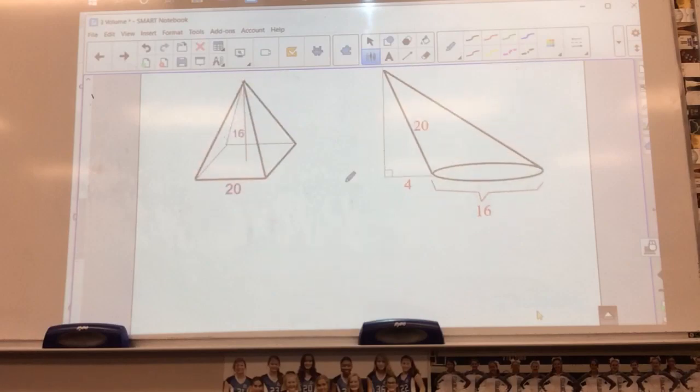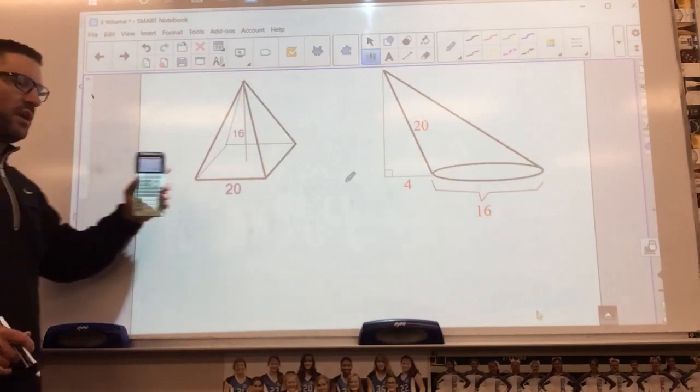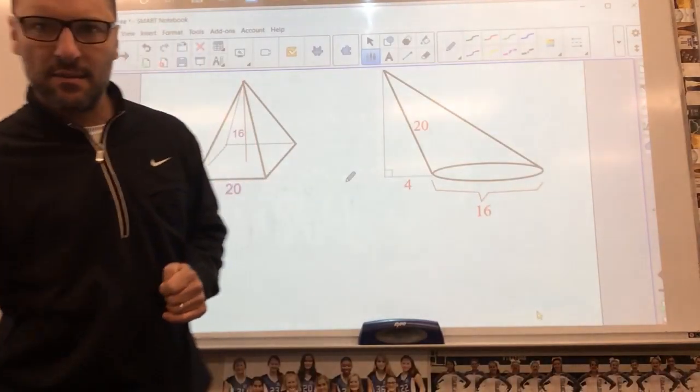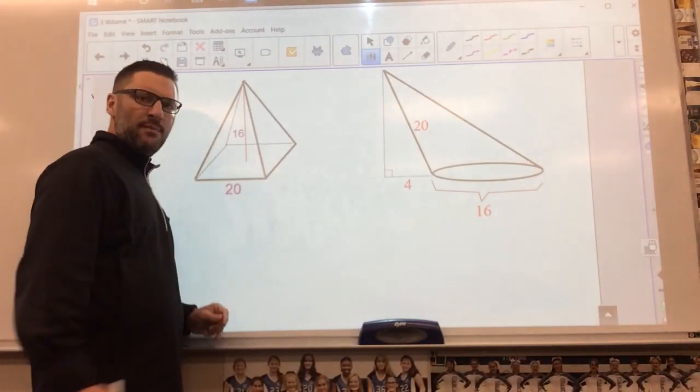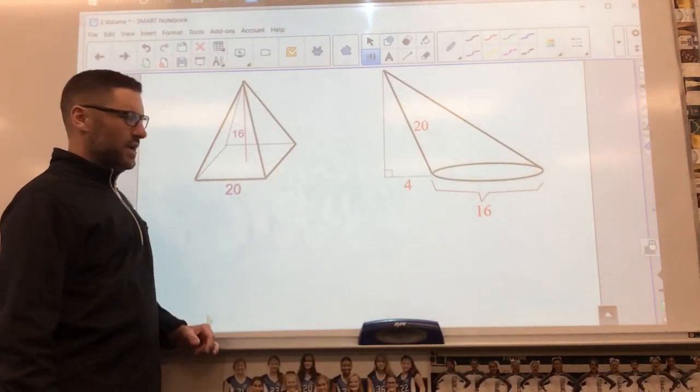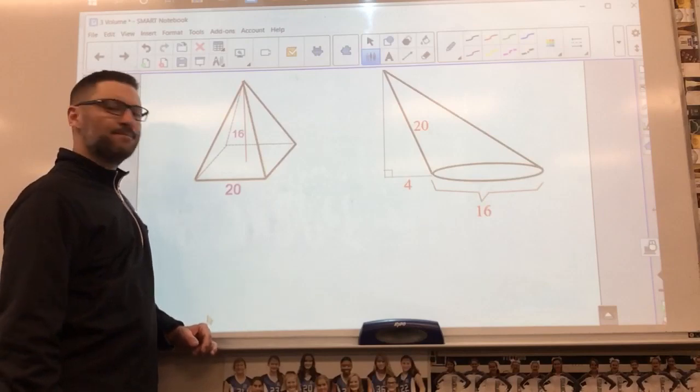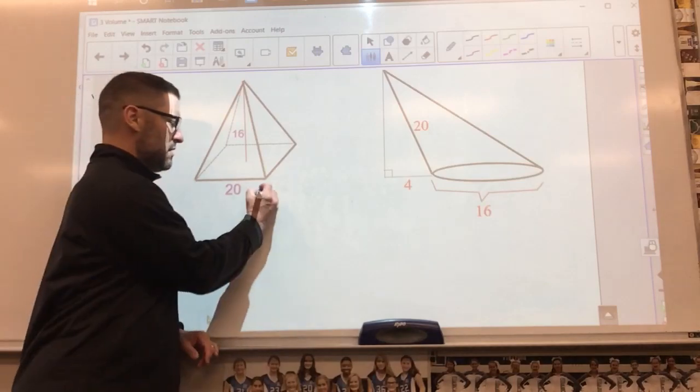All right. This one should be pretty easy right here. It actually gives you the height and it gives you the side of the base. I want you to press pause. Go ahead and find it yourself, and then I'm going to go through it kind of fast. I think I can do this one pretty good. All right, here we go.